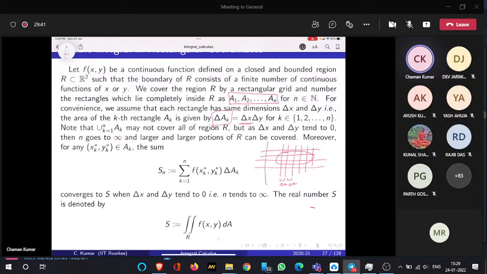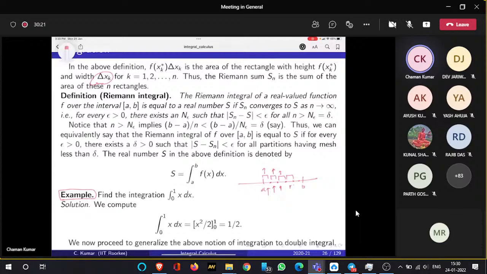So this means that the width of each of these rectangles is delta x and the length is delta y, so the area of each rectangle will be delta x into delta y, width into length. This we denote by delta Ak. Now, what did we do before? In the one variable case, in each of the sub intervals we picked a point x star.